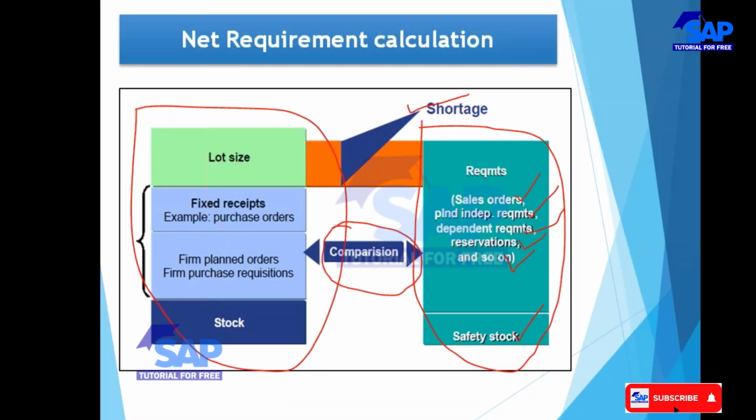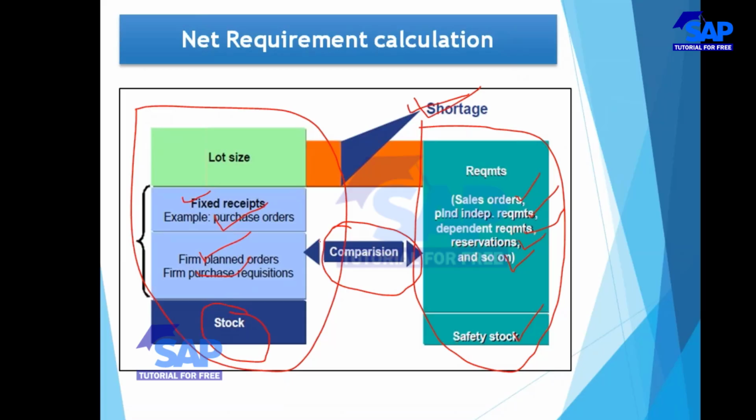Now what are your receipt elements? Your receipt elements are your planned orders and your purchase requisitions. If there are any planned orders, purchase requisitions, of course purchase orders, production orders, all those things are your receipt elements, and of course your stock. Most important is stock. Then it will compare these two, and if there is any shortage, it will determine the procurement quantity. This is called net requirement calculation.